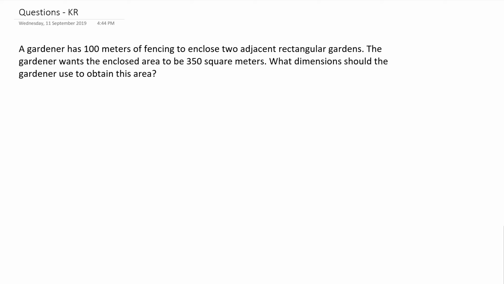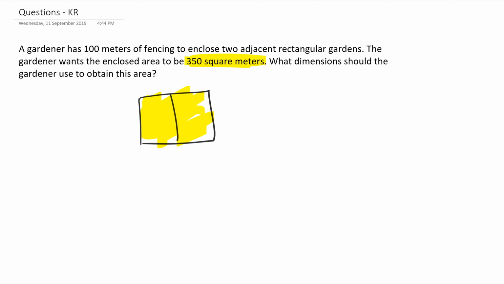Okay, so this question here, the best way to start is to actually draw a diagram. I've got two rectangular gardens that are adjacent, next to each other like this. The gardener wants the enclosed area to be 350, so the whole area of the two gardens should be 350 square meters. We're asked what dimensions the gardener should use to obtain this area.